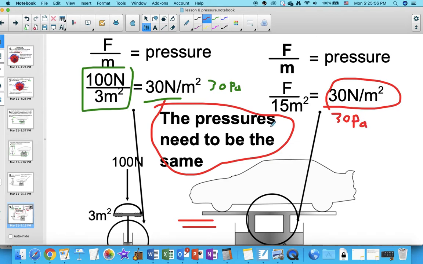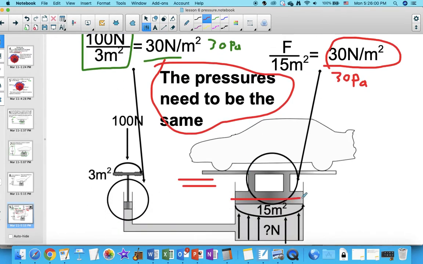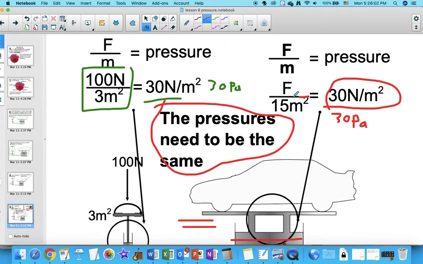30 pascals. We also know that this is 15 meters across. So pressure equals force over distance, or force over meter. If we know what the meters are and we're missing force, we need to know something divided by 15 is 30 pascals.